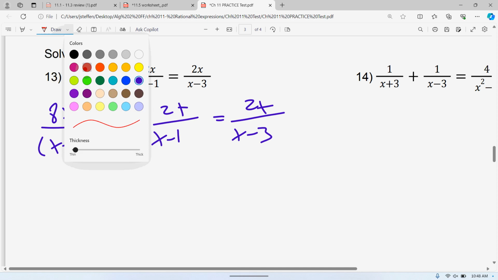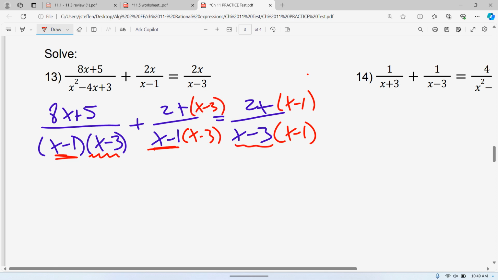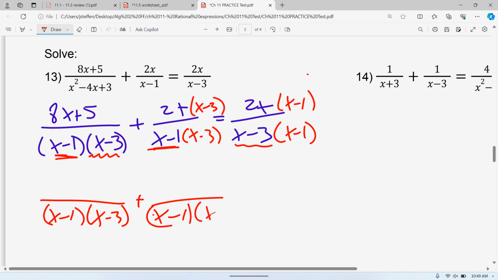All 3 of these need to have, well, this one has an x minus 1, this one has an x minus 1, the other one doesn't, so it needs an x minus 1. So it needs 1. And this one already, so we're good. All three of them have the same denominator, x minus 1. It's equal to x minus 1 times x minus 3.